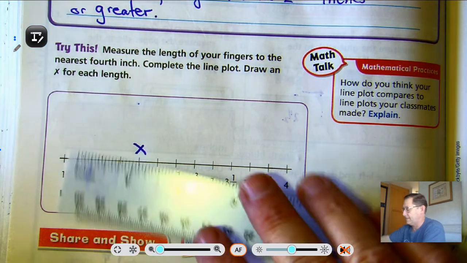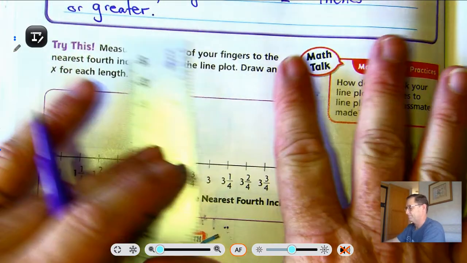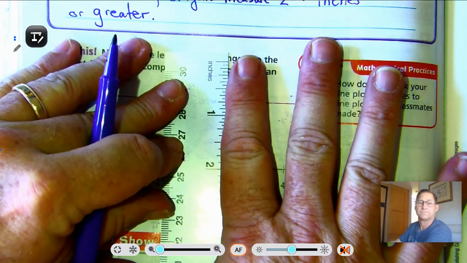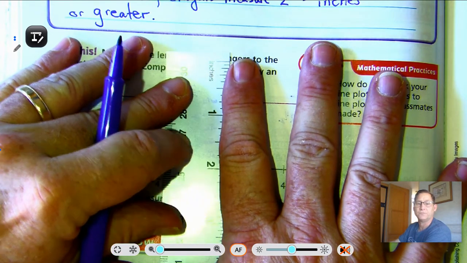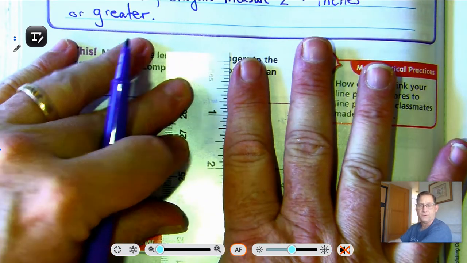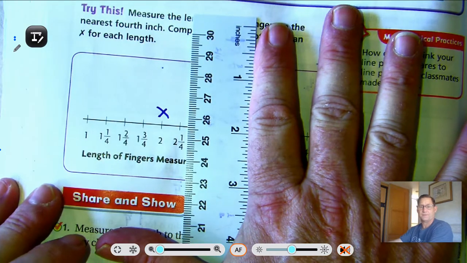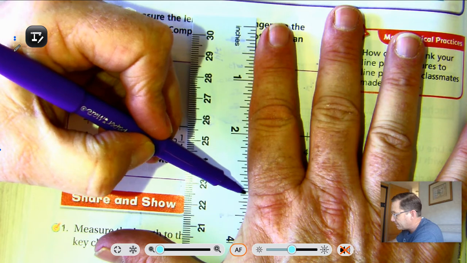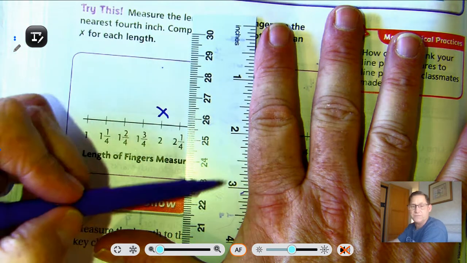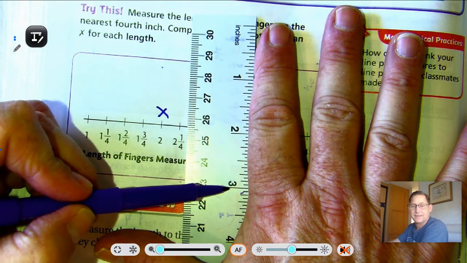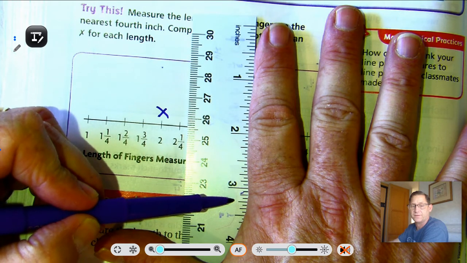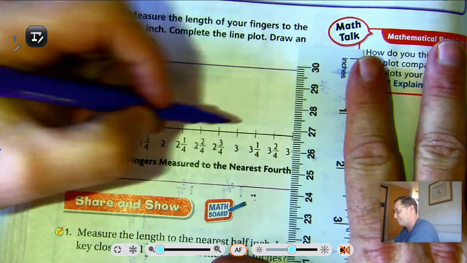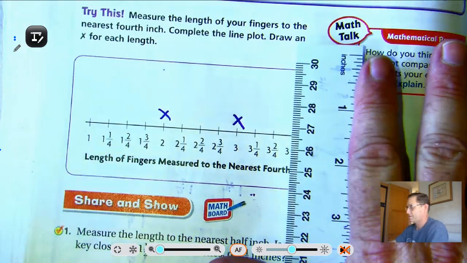And then next finger. Line it up with 0. See where it ends. Okay, it ends, we're going to say right about here. So it's in between 3 and 3 and 1/4. 3 and 3 and 1/4 is closer to 3. Okay.